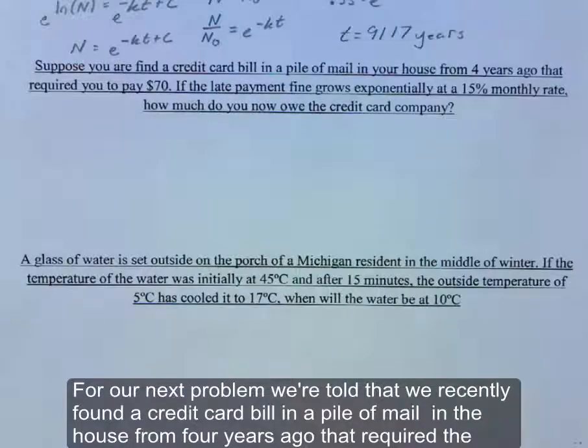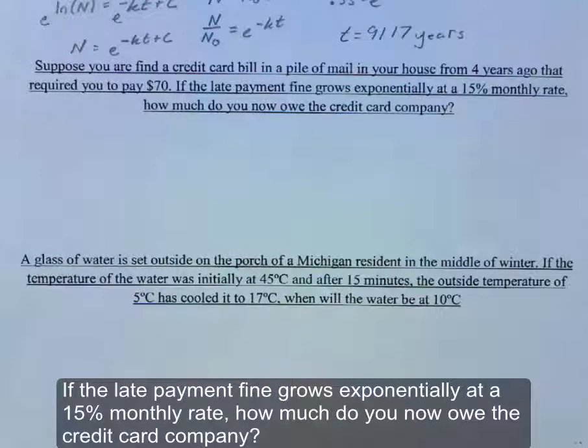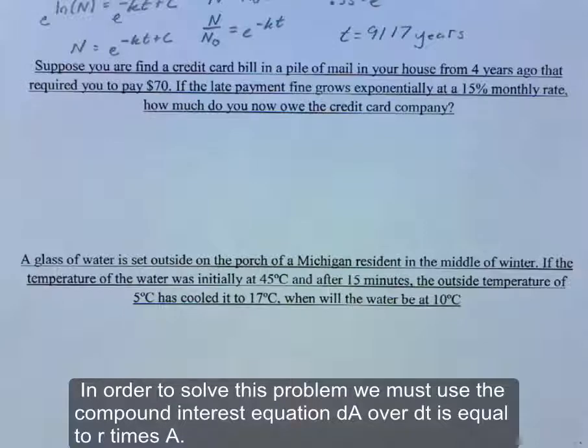For our next problem, we are told that we recently found a credit card bill in a pile of mail in the house from 4 years ago that required the payment of $70. If the late payment fine grows exponentially at a 15% monthly rate, how much do you now owe the credit card company? In order to solve this problem, we must use the compound interest equation.